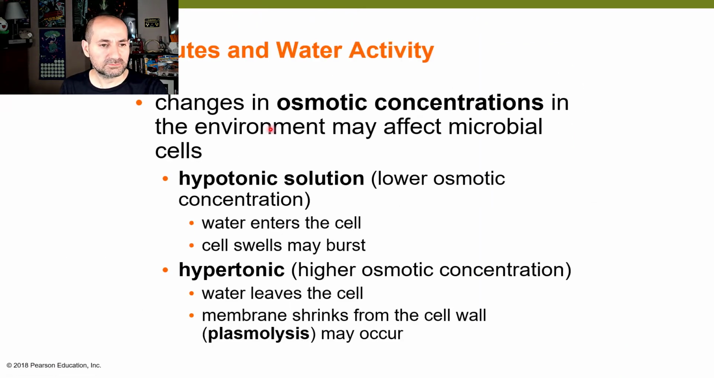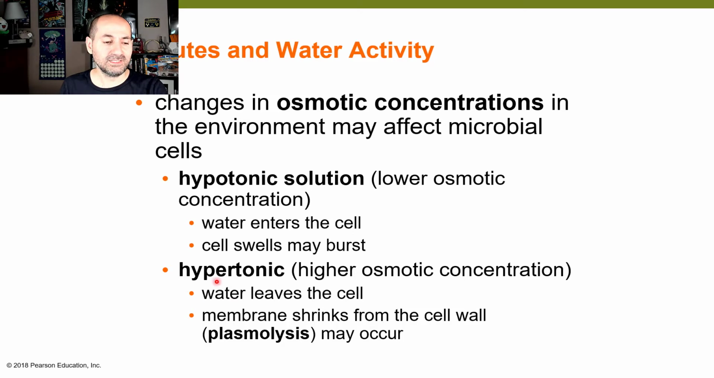You should know about osmotic concentrations of surrounding solutions. You should know that hypotonic solutions mean solutions of lower osmotic concentration. What does that mean? For example, a hypotonic solution would be a solution of pure water. You should know that in this case, water would enter the cell, and unless the cell has a strong cell wall, the cell can swell to the point it bursts. So you should know that in hypotonic solutions, water enters the cell, and cells swell up and may burst.